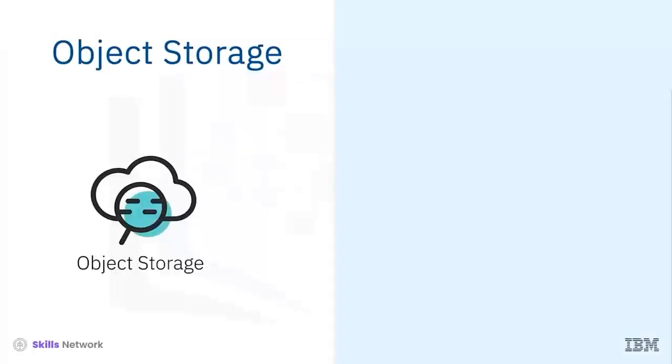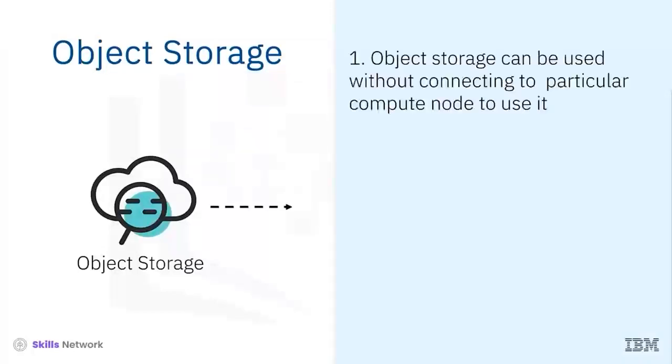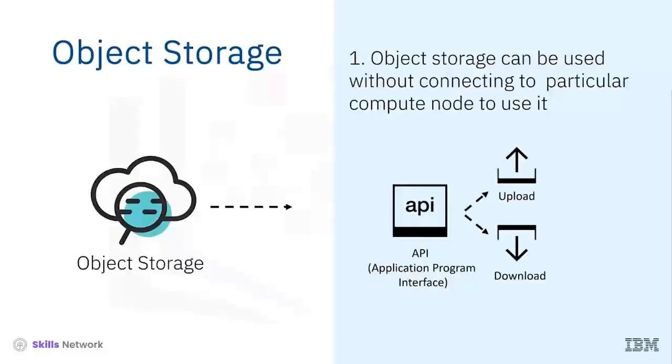The first thing to note about object storage is that you do not connect it to a particular compute node in order to use it. Instead, you provision an object storage service instance and use an API, or Application Program Interface, to upload, download, and manage your data. This means you can directly use object storage with anything that you can call an API, and you don't need an underlying compute node.